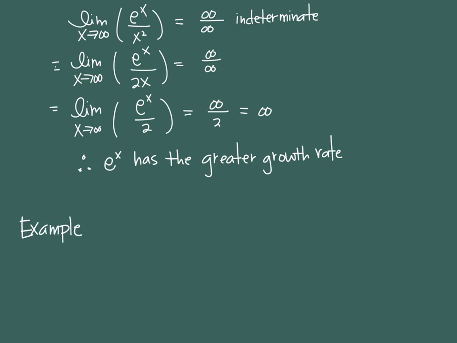No, so if I had done it the other way around, I would have ended up with 0, which then would have told me that the denominator was greater, but if I'd put e to the x, it would still tell me that e to the x had the greater growth rate.